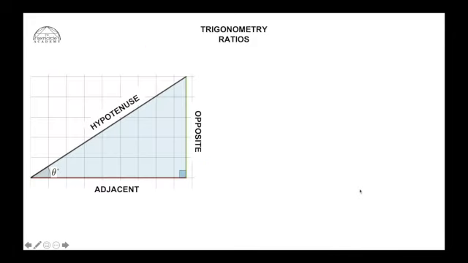Right? So we have a right angle triangle over here, and of course we see that this is the angle theta that we're dealing with. We have the hypotenuse, the adjacent, and the opposite. And what we realize is that certain ratios have certain properties, right? And we name these properties different things.